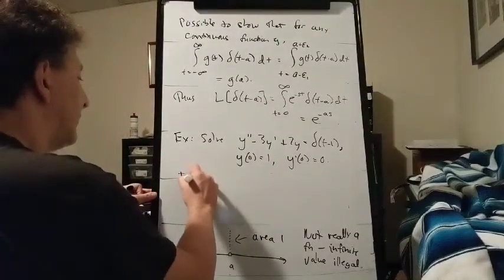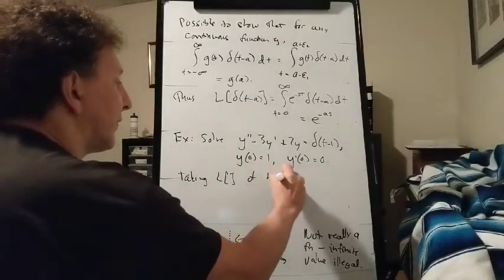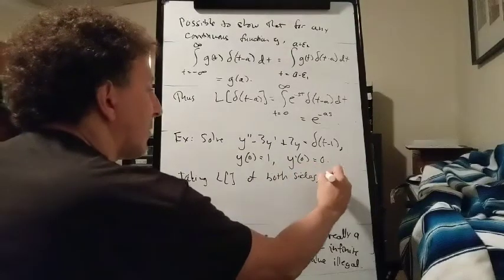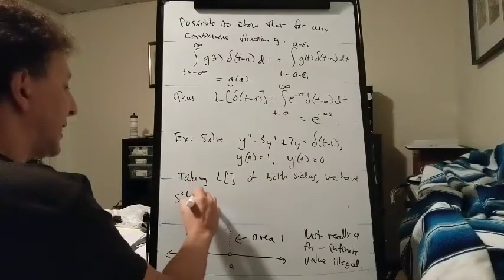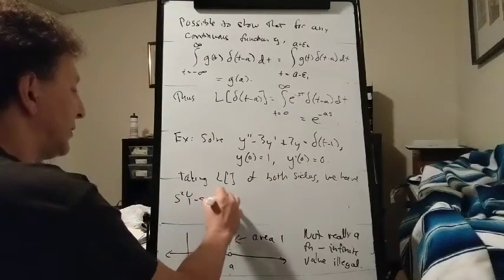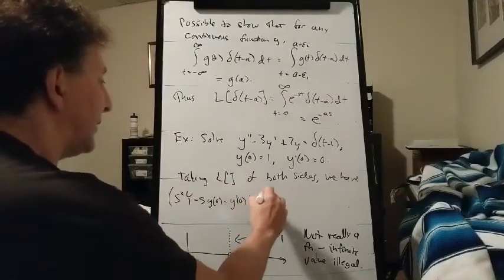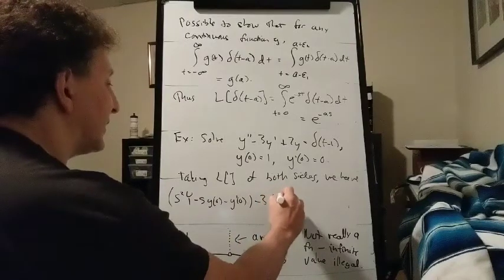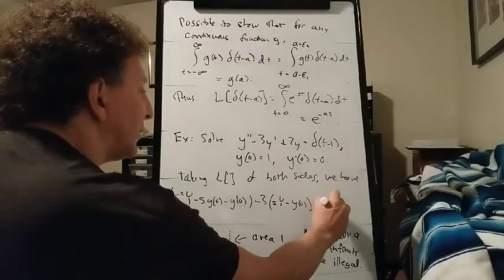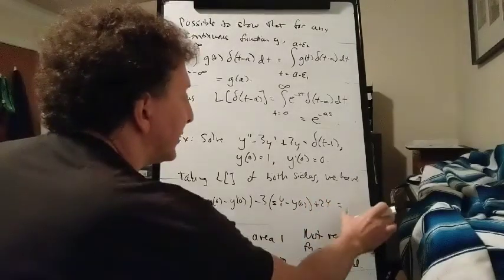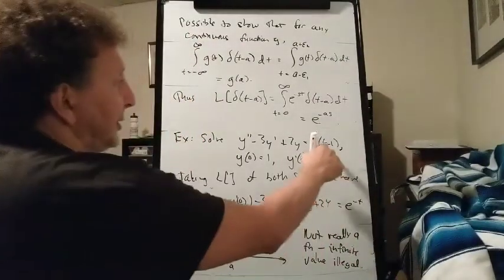So, taking the Laplace transform of both sides, we have y double prime is s squared capital Y minus s y of 0 minus y prime of 0, minus 3 y prime is s capital Y minus y of 0, plus 2y equals, now we have e to the negative s, negative 1 s because it's t minus 1.